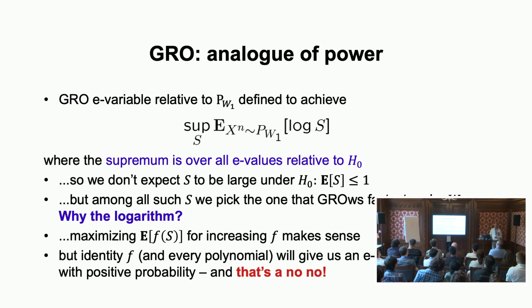If you maximize just the expectation of s itself, or square root of s, or s squared, then the optimal e-variable under that criterion will be an e-variable which is 0 for some values, with non-zero probability under both the null and alternative. So you can have an event with non-zero probability which makes it 0, and this means you cannot do this optional continuation thing anymore. Well, you can do it, but you're betting the farm.